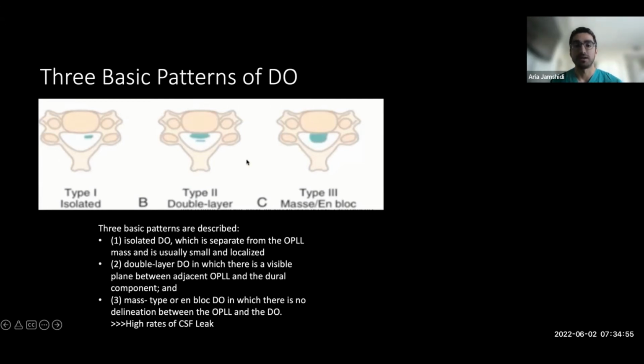You can then have a double layer dural ossification in which you have a visible plane between the OPLL and the dural component. And then finally, you can have this mass type or en bloc dural ossification, and you see no delineation between the OPLL and the dura. And these are the patients who have the highest rates of CSF leak. This is actually the type of dural ossification a patient that I helped operate on had that developed a CSF leak. Now looking back, it's obvious as to why there's really no delineation between the dura itself and the OPLL mass.